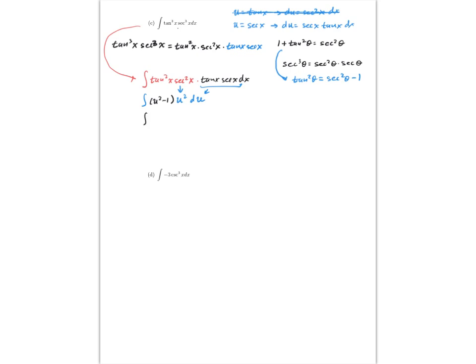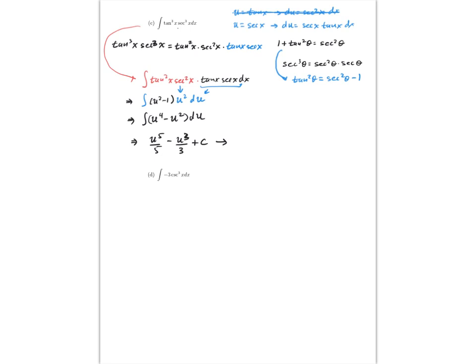So you distribute, and this will be u to the 4 minus u squared du, and this is pretty easy to integrate. So this will be u to the 5th over 5 minus u cubed over 3, plus a constant.